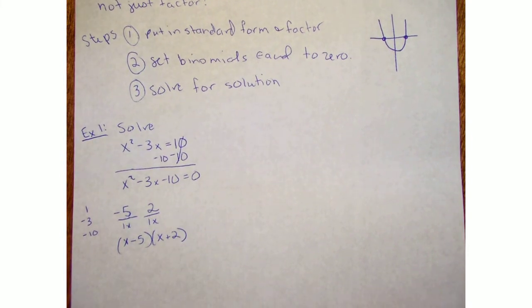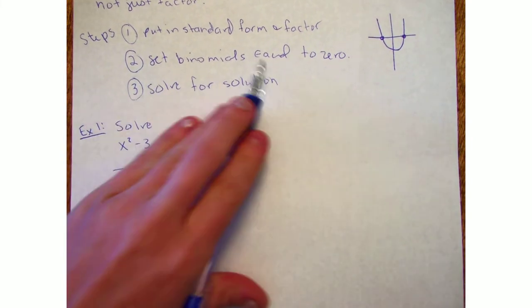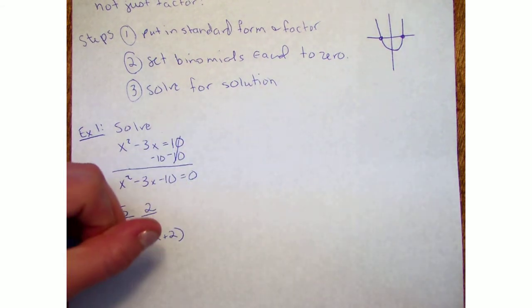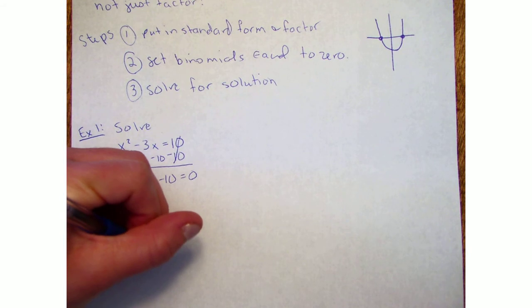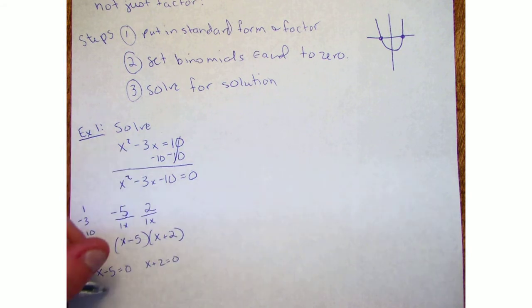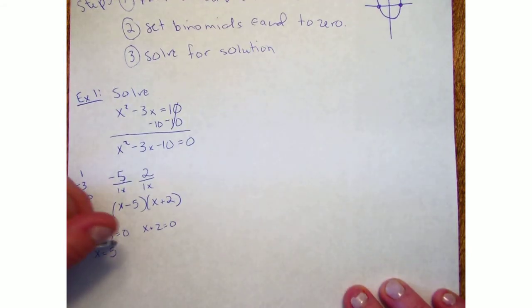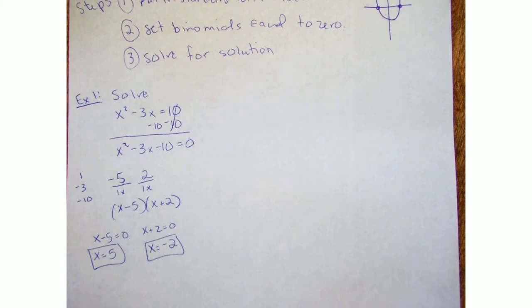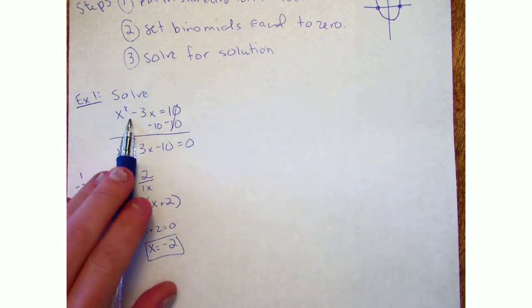What we're going to finish up with today is setting binomials equal to 0 and solving for the solution. So we'll set x minus 5 equals 0, x plus 2 equals 0. So x equals 5 and x equals -2. So it's a little mixture of 10.4 and the beginning of 10.5. So those are your zeros from your starting quadratic.